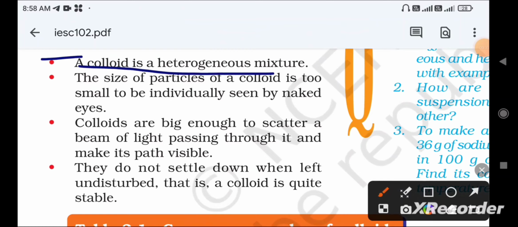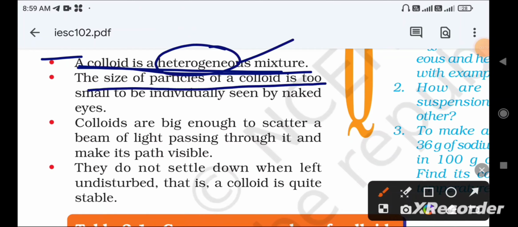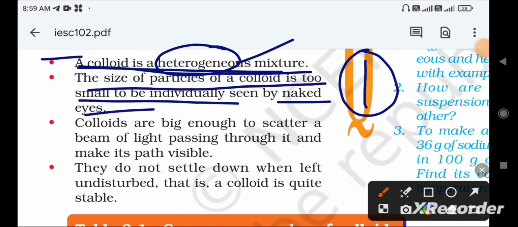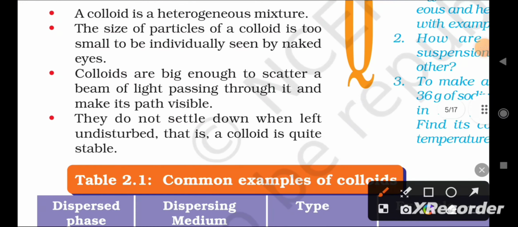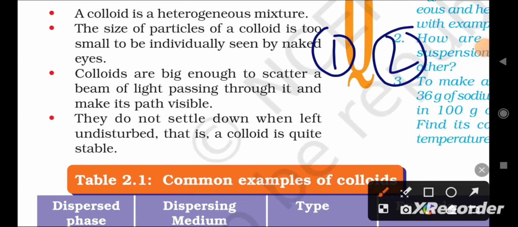A colloid is what? A heterogeneous mixture. First point is very simple: a colloid is a heterogeneous mixture. The size of the particles of a colloid is too small to be seen individually by the naked eye. Second point is clear, very easy and simple. First, it is a heterogeneous mixture; second, the particles are so small that we cannot see them with our naked eyes.